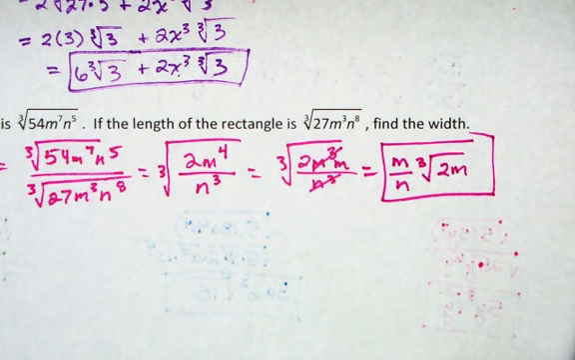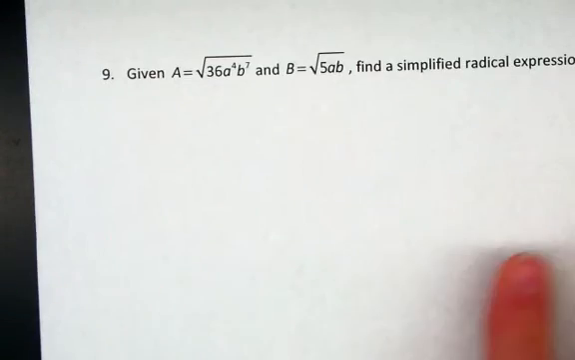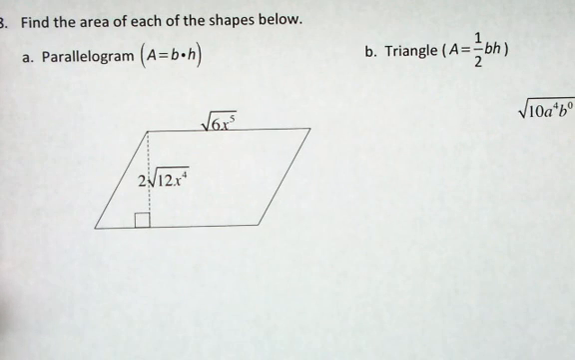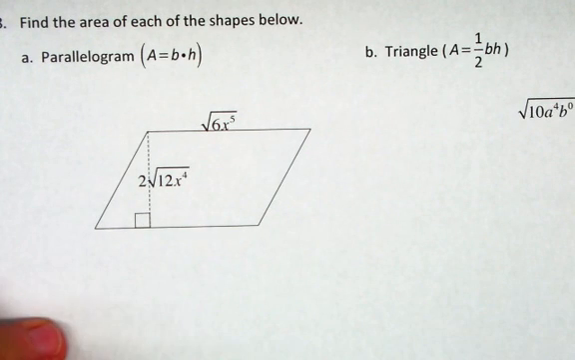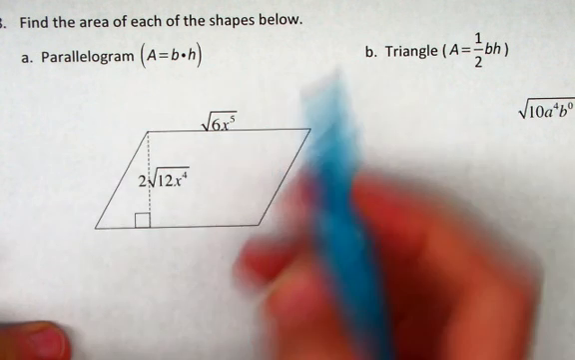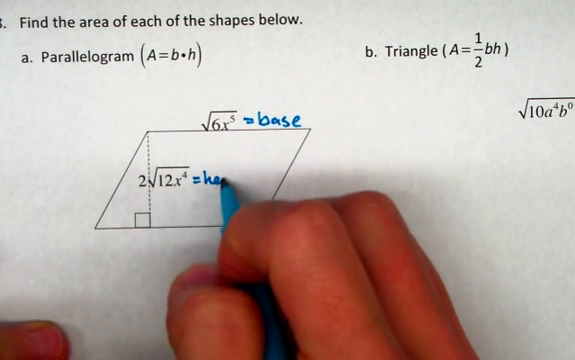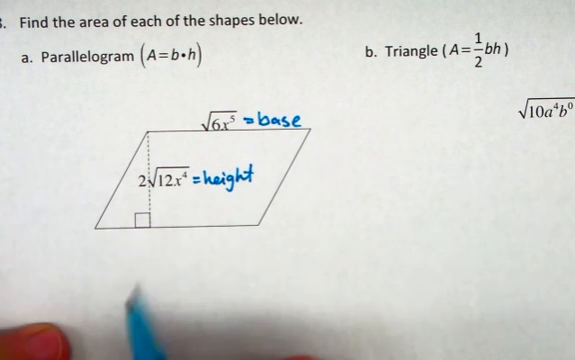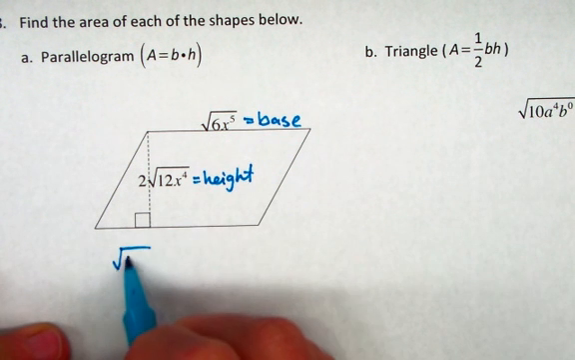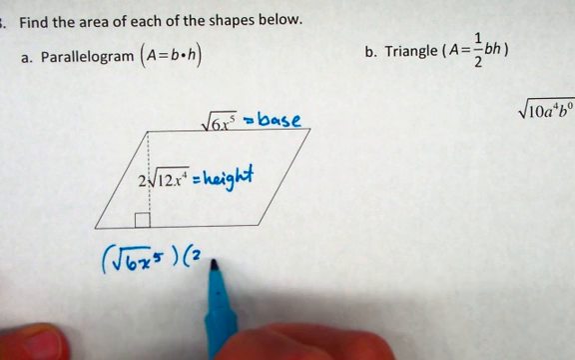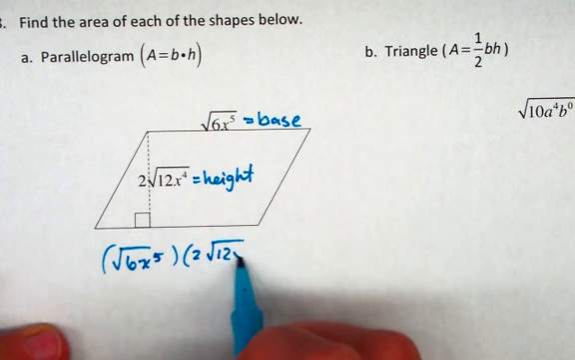Number 8. All right. For a parallelogram, the area is the base times height. So they give you this. Here's our base, and here's our height. So we're really just multiplying the square root of 6x to the 5th times 2 square root 12x to the 4th.